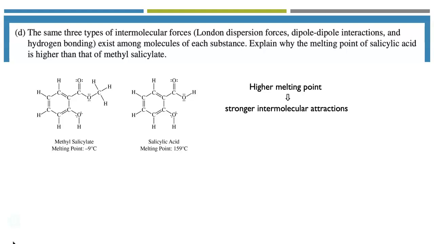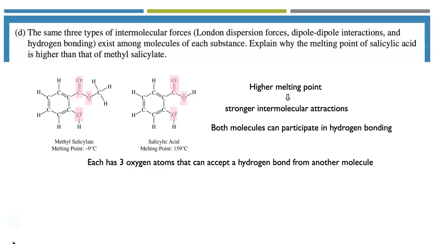We're told here that methyl salicylate has a lower melting point than salicylic acid. Well, why? We know they both do London forces, dipole-dipole attractions, and hydrogen bonding. Their molar masses are pretty similar. They both have similar functional groups. So how can we explain this? I think the best way to explain this really comes down to hydrogen bonding. Both molecules can do hydrogen bonding. If we look at both molecules, each of them have 3 oxygen atoms that could accept a hydrogen bond from another molecule in the sample.